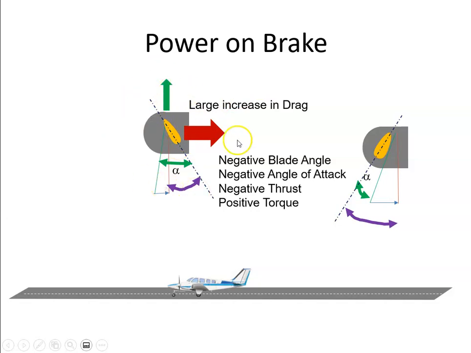So with the power on brake condition, we have a negative blade angle, we have a negative angle of attack, we have negative thrust, but our torque is still positive because the propeller is being turned by the engine. Okay, the engine is still turning the propeller, so we have a positive torque, and the propeller is trying to resist that. So this is this positive torque. So I hope that helps summarize what happens with a windmilling propeller.